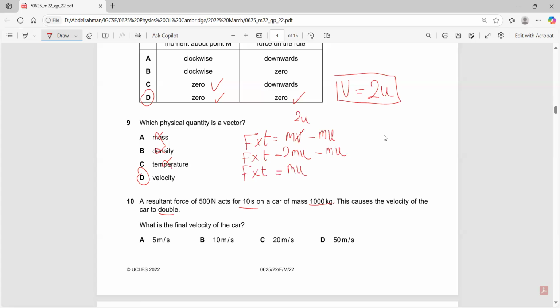Force times time. Do I have the force? Yes, 500 newtons times the time of 10 seconds. This is equal to 1000 times u, right? If you multiply 500 times 10, this is 5,000, and you divide by 1,000. So u is equal to 5 meters per second. This is the initial velocity. He wants to find the final velocity. It's equal to 2u. So basically 2 times 5, which is 10 meters per second. The final velocity of the car.